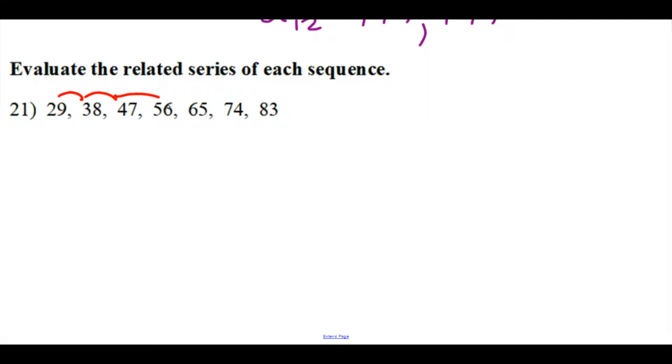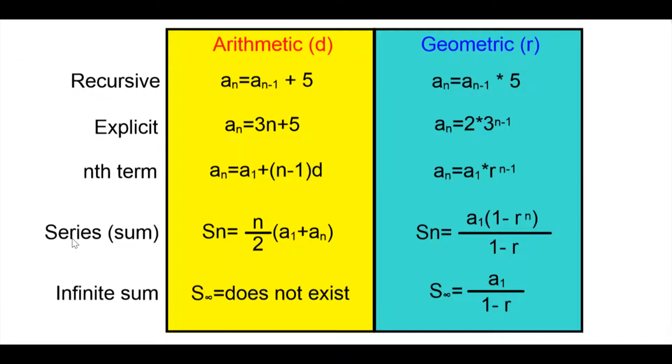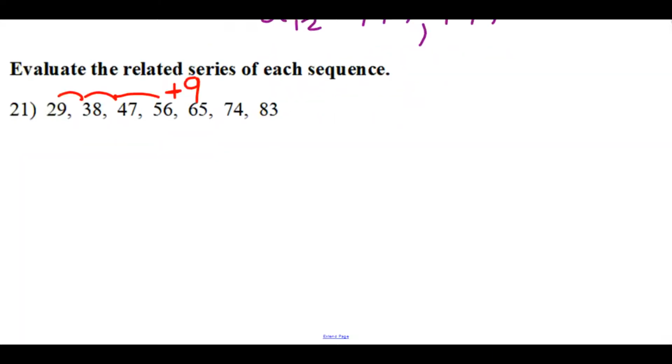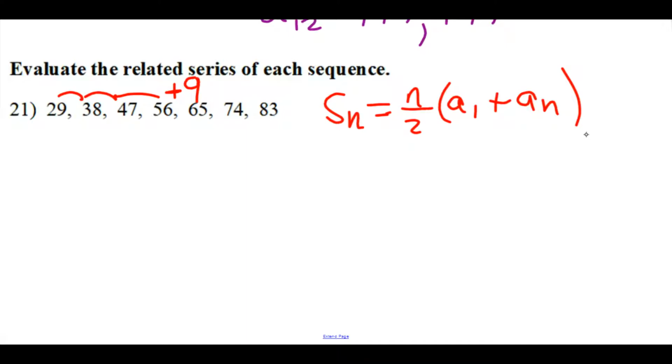It looks like, what, +9? +9 tells me this is arithmetic. So for arithmetic, we're going to need this, n over 2 times a1 plus an. The sum of n numbers equals n over 2 times a1 plus an. So n is how many terms there are. 1, 2, 3, 4, 5, 6, 7. 7.